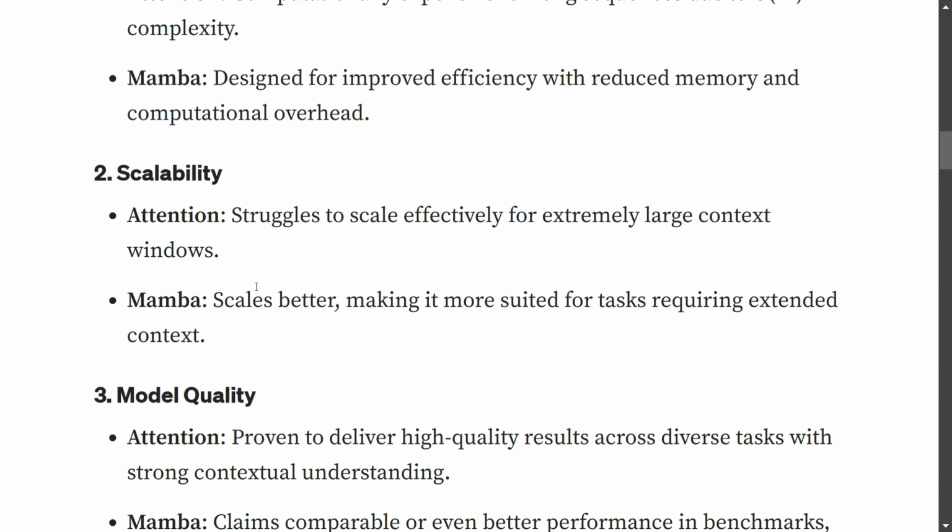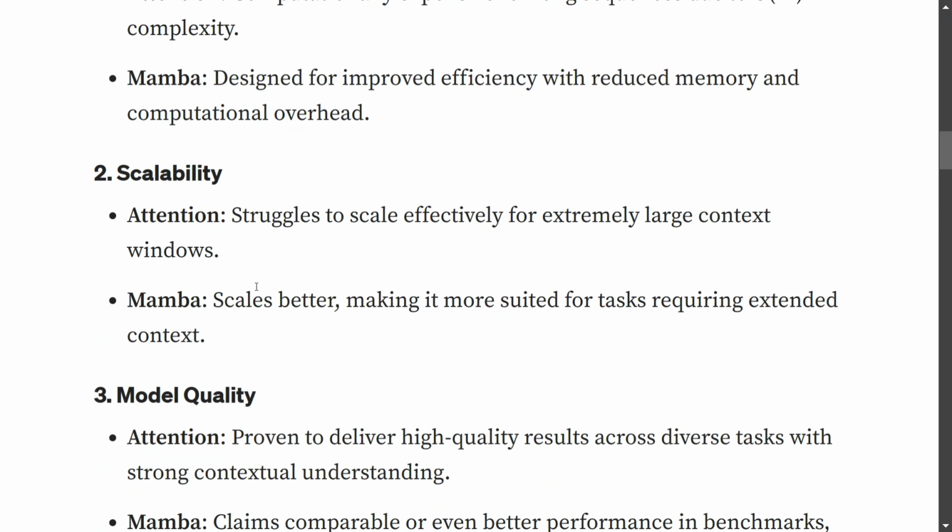Talking about scalability, attention struggles to scale effectively for extremely large context windows. For example, if you feed it 100 pages of PDF, attention might fail, but Mamba might not. It scales better and would give you better results because, as we have already discussed in the previous post, Mamba doesn't try to remember everything but just tries to extract the context and focus on relevant areas.